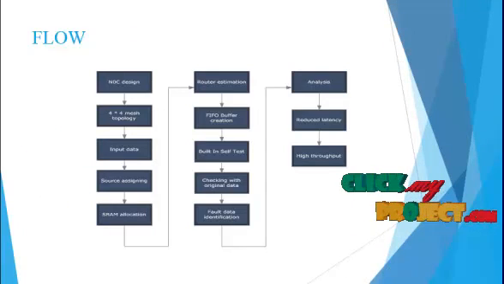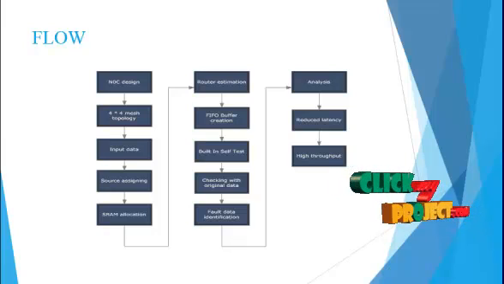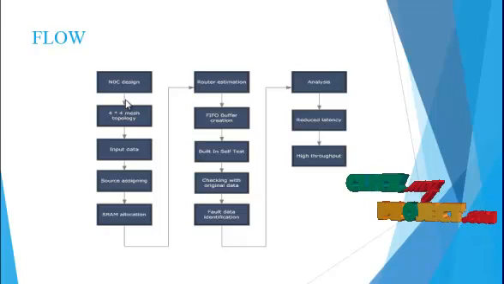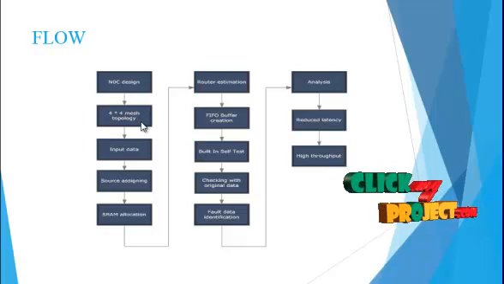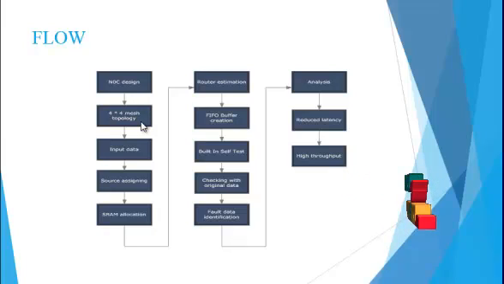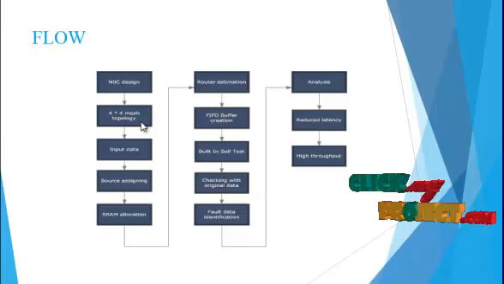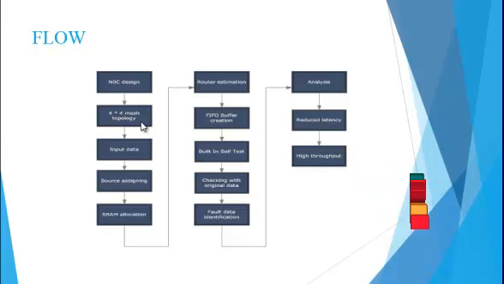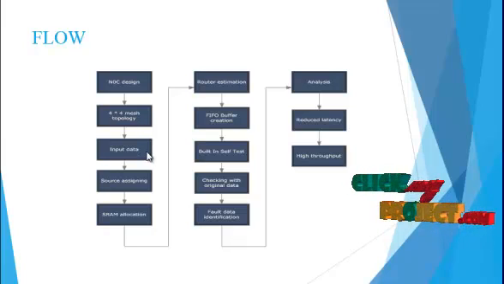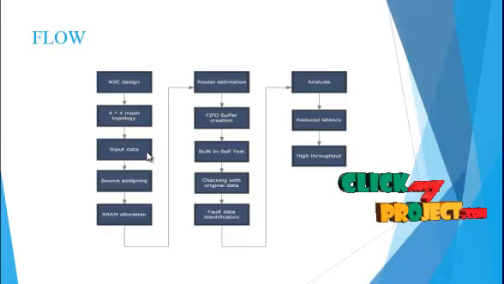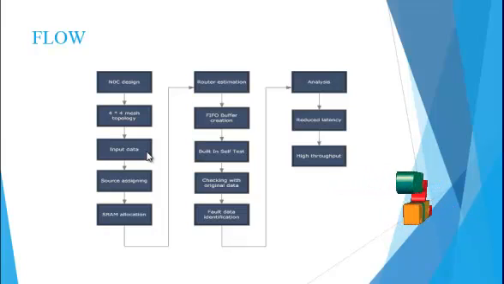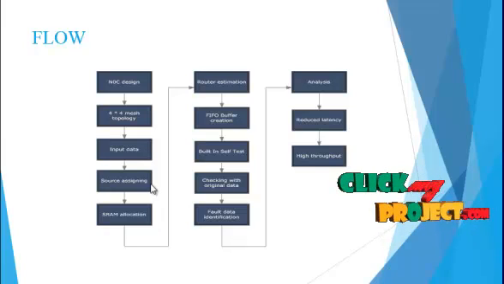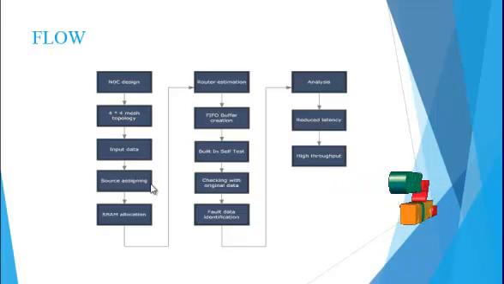Let us see the flow of our project. First, network on-chip design is done. In that, we have to implement the mesh topology. The mesh topology has 16 nodes, which contain the source node, neighbor node, and destination node. Input data is passed via that source node. Then we have to assign the source. Then we have to assign SRAM, that is static RAM, for all nodes.